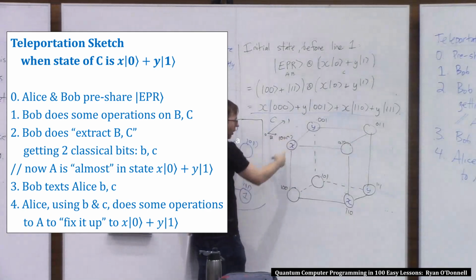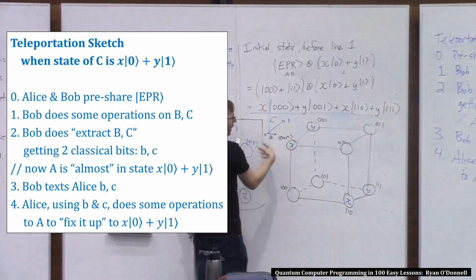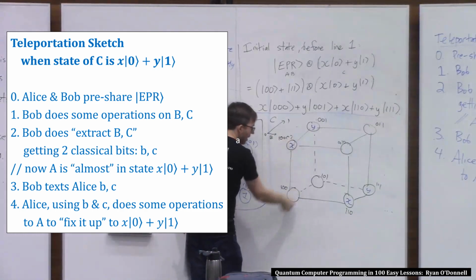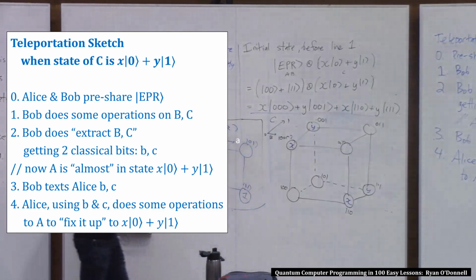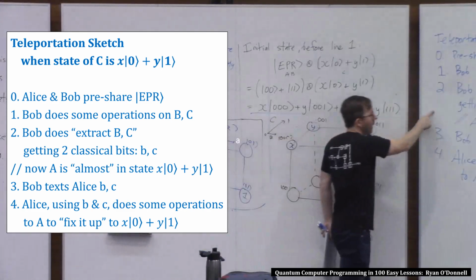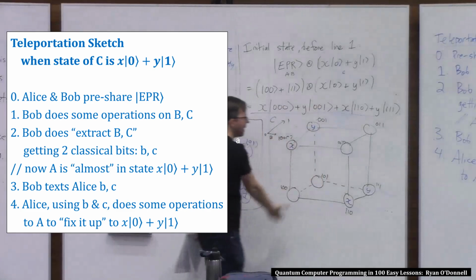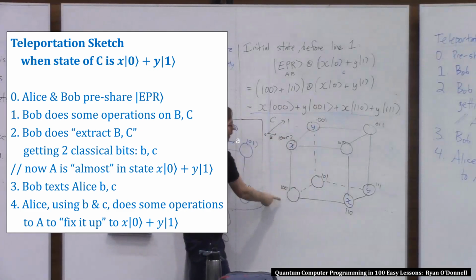Like if he does some operations and it gets different amplitudes here, then he does extract B and C, then you'll get this vertical edge with probability proportional to the sum of the squares of these amplitudes, and so forth. And Bob is really trying to arrange, actually, so that no matter what outcome he sees, he would really like A's state to look like XY.